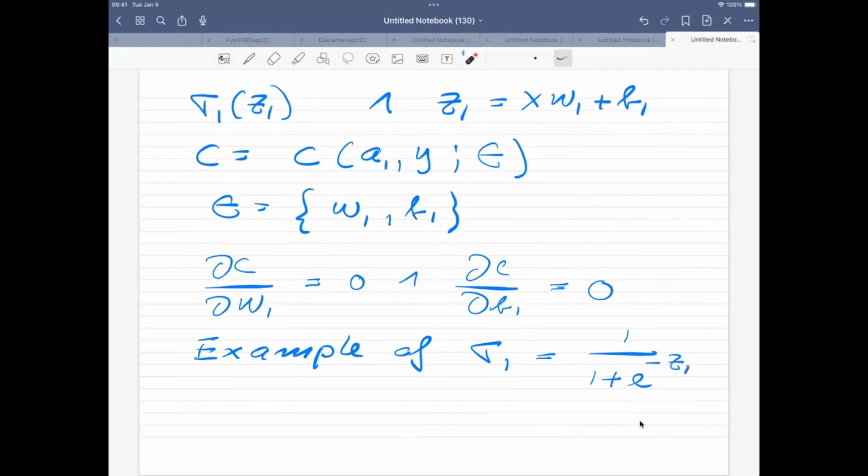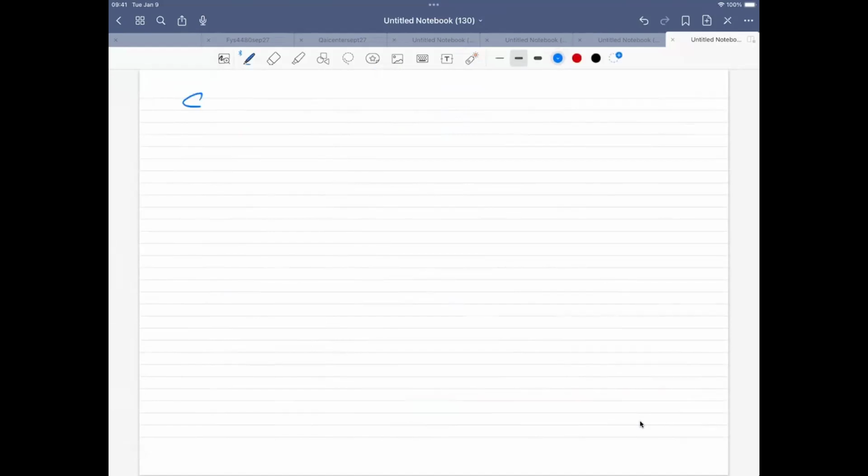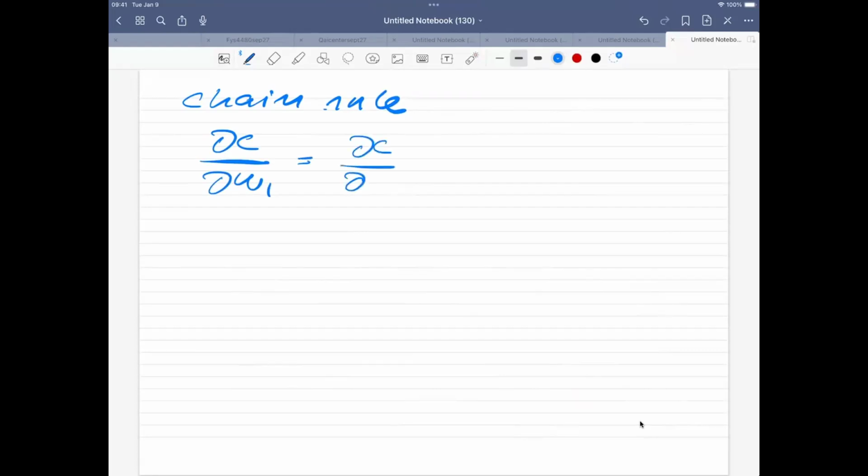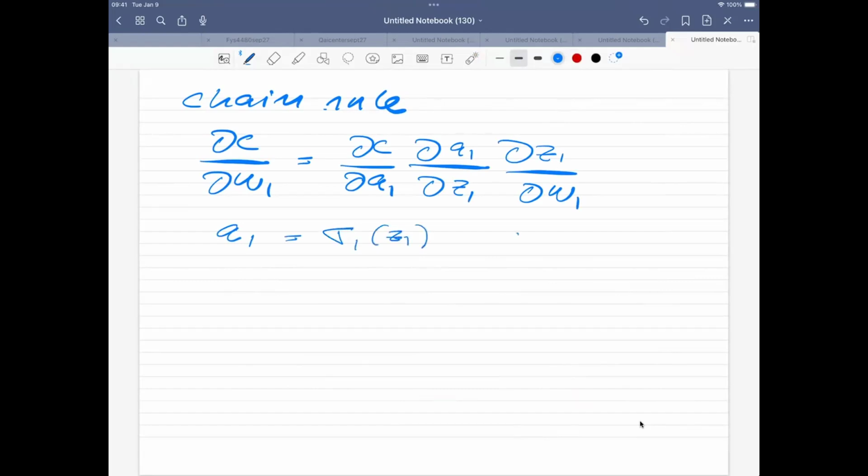And now comes the chain rule. So when we use the chain rule, what we end up with then is the following. We're going to get dC of dw1, which is simply going to be given by dC of dA1, and then dA1 of dz1, and this is the derivative of dz1 of dw1. So if you think back now, that A1 is the same as this function sigma 1 of z1, that means that this dA1 of dz1 is simply the derivative of this function. I'm just going to write it like that.